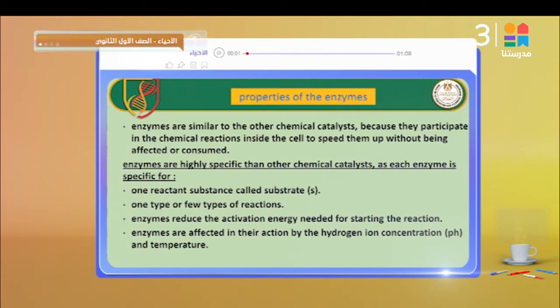Enzymes are more specific than other chemical catalysts, as each enzyme is specific. That means that each enzyme has a specific substrate. For example, a key and a lock. The enzyme acts as the lock and the substrate acts as the key.